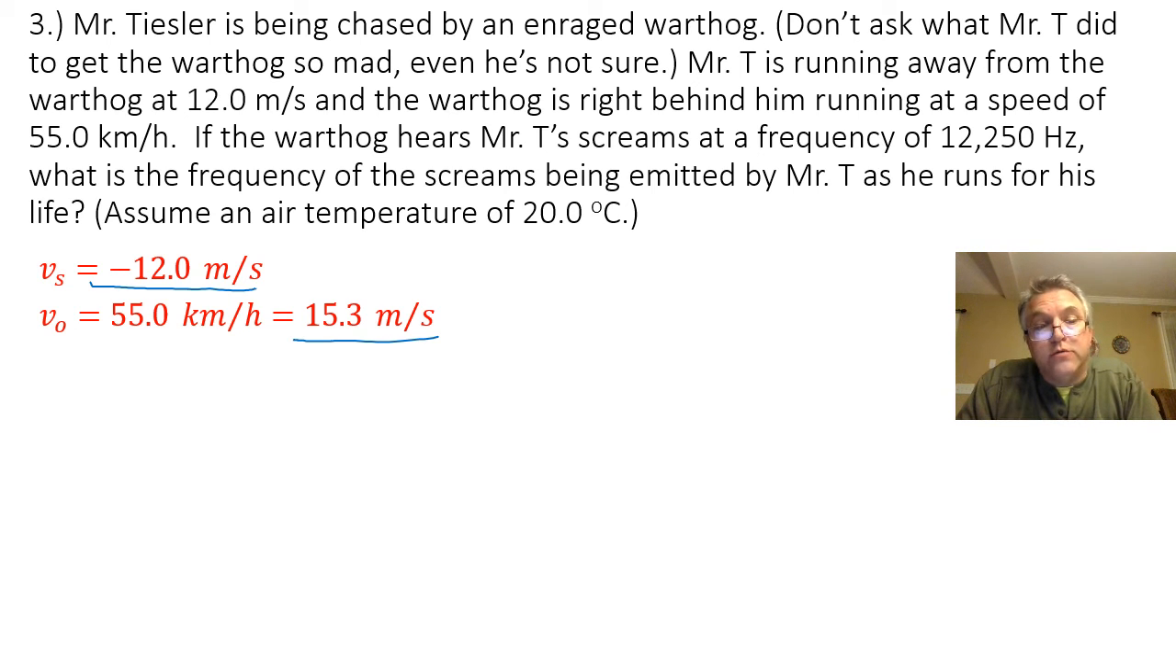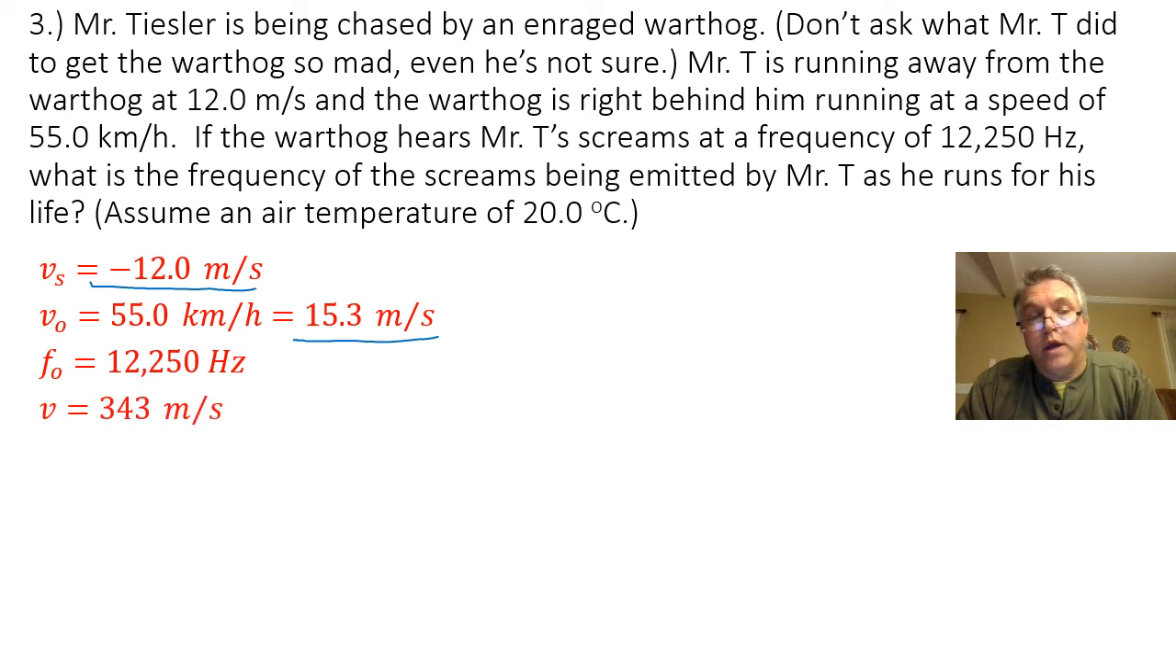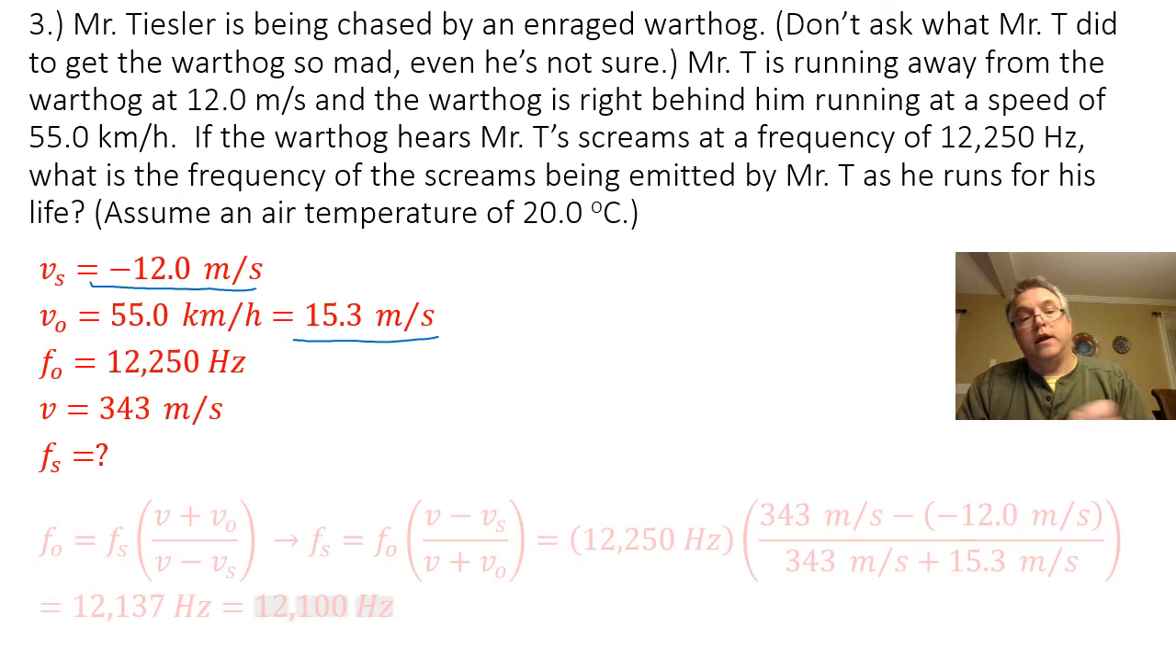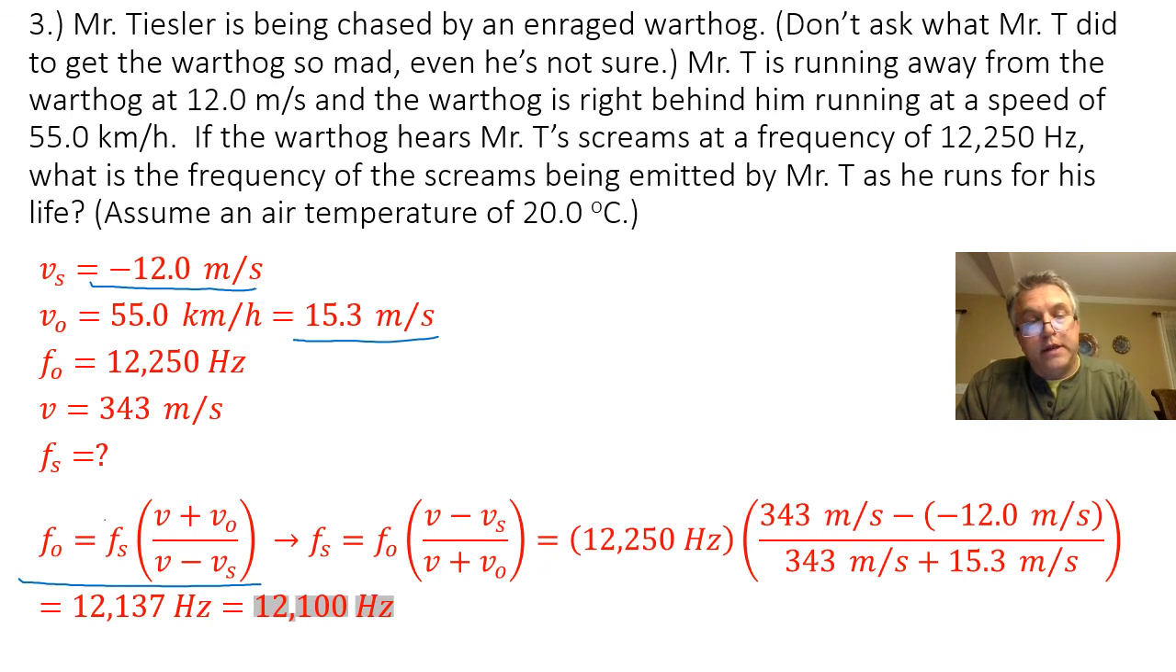The warthog hears my screams at 12,250 hertz. I know that because the air temperature is 20 degrees Celsius, the velocity of the sound waves is going to be 343 meters per second. And we want to know what the actual frequency of my screams is. So I am going to start off with my Doppler formula, only this time I need to solve for the frequency of the source. When I rearrange that to solve for the frequency of the source, I will get the frequency of the source is equal to the frequency of the observer times the speed of the sound wave minus the speed of the source, divided by the speed of the sound wave plus the speed of the observer.